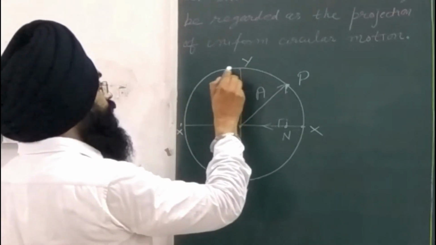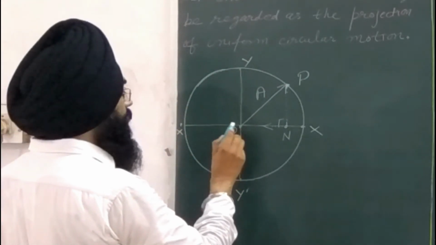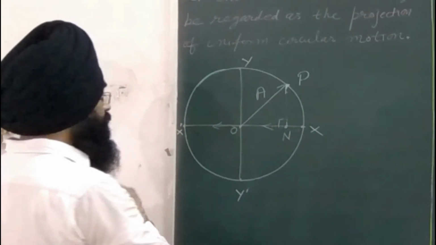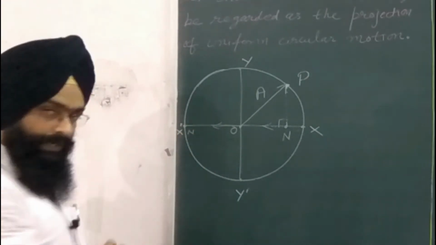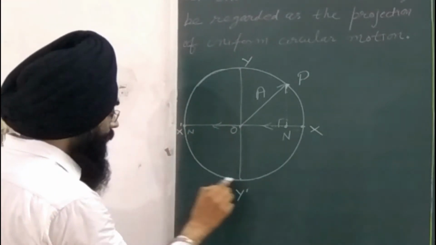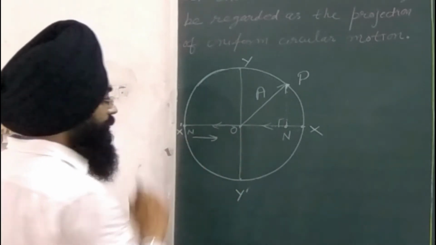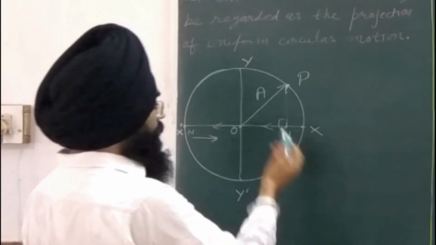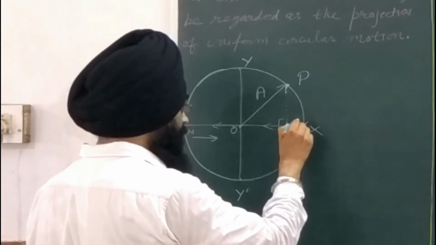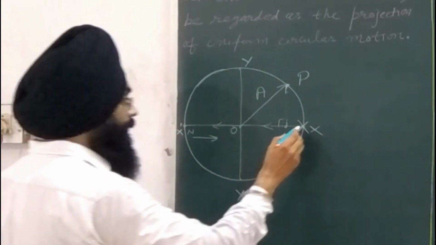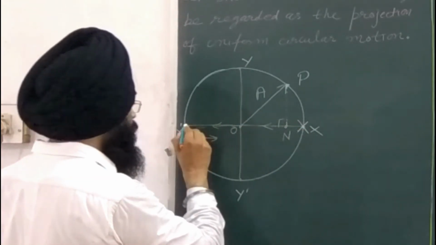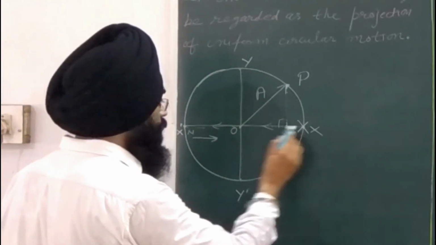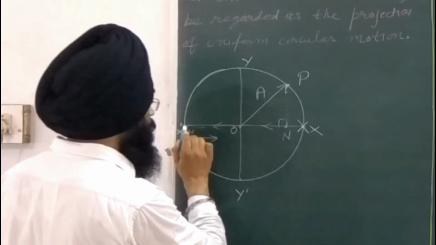Now the particle further moves towards the point X dash, and the point N moves in this direction. When the particle reaches this extreme position, the point N moves here. Again, when the particle moves from X dash to Y dash, the point N reverses its direction of motion. And for one complete circle, you can see that the point N makes a complete trajectory from this point to this point and reverse to this point. While the particle moves on the circle, the projection moves on the diameter like this.